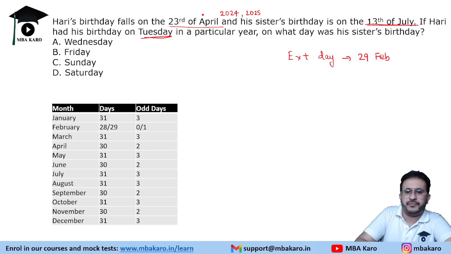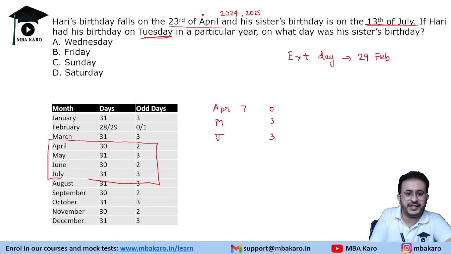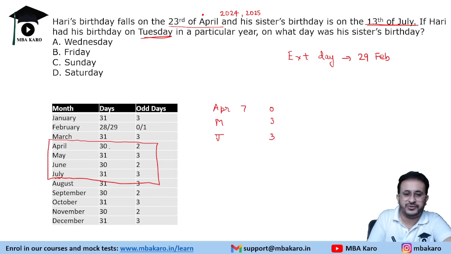So suppose we have to count from April to July. So in April, we know 7 days are left. So that means 0. May, we know that we have 3 odd days, right? June, we have 3 odd days. So you have to draw only this part of the table. I mean, I've given the entire table just to save my efforts, but you need to just put these numbers. So in April, 7 days are left because 23rd is already done. So 0 odd days, and in July we need to count till 13th. So 13 means 6 odd days.